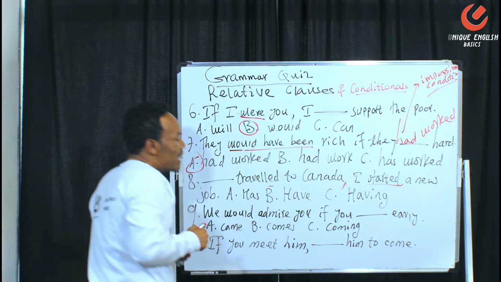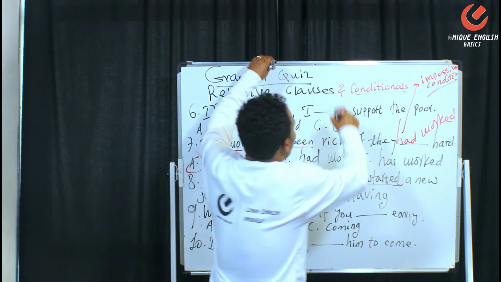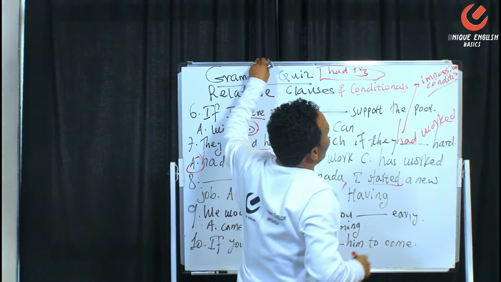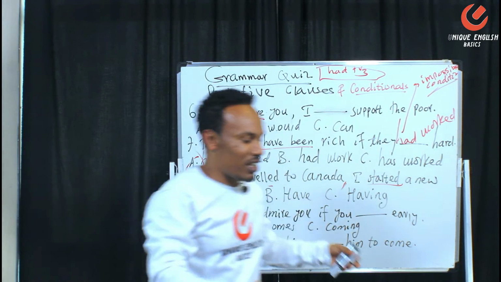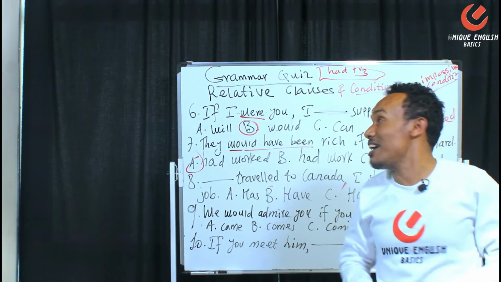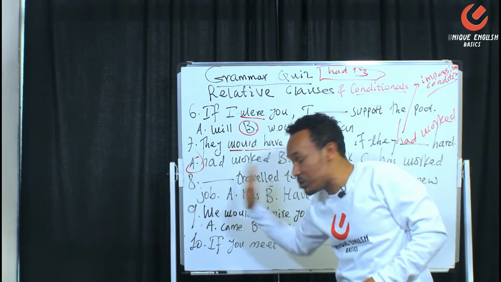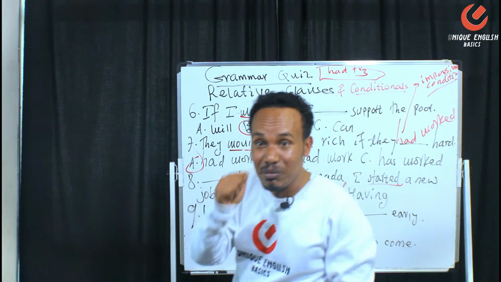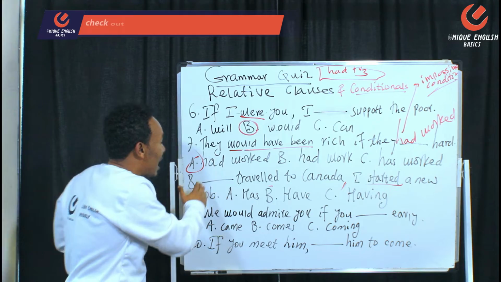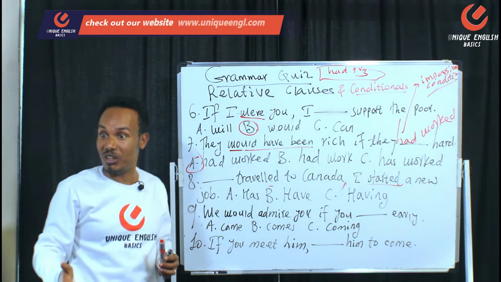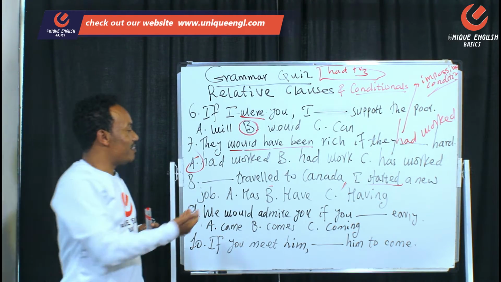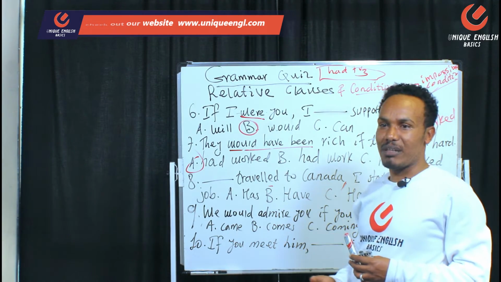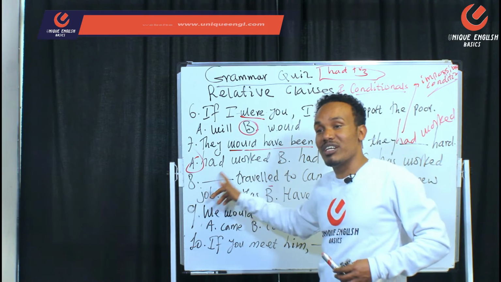Past perfect tense has two forms. In the middle of a sentence, what do you use? Had with verb 3. But sometimes, as a participle or gerund at the beginning of a sentence, the had becomes having: having traveled to Canada. In the middle, you say: after I had traveled to Canada, I started a new job. But if I bring the verb to have at the beginning of the sentence, you cannot say "had traveled". So: having traveled.